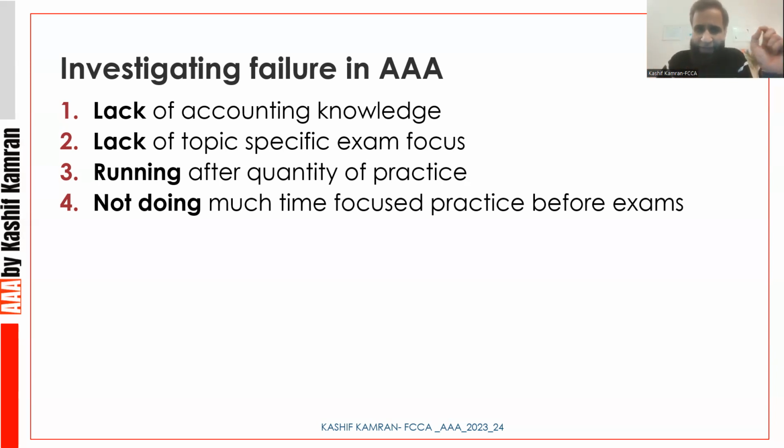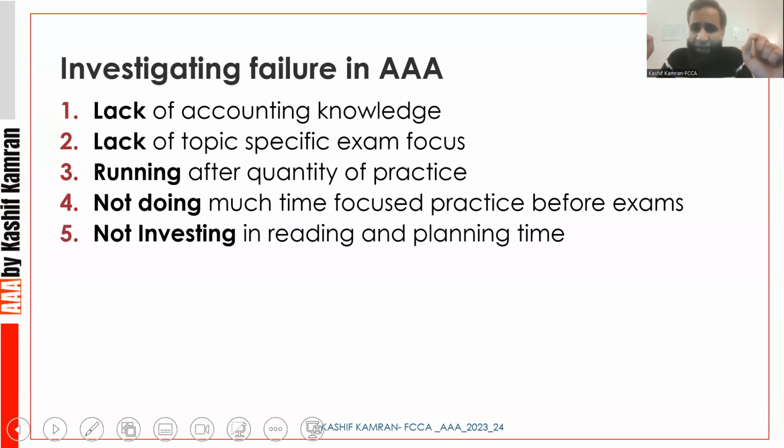Number fifth reason of failure, not investing in reading and planning time. Now, I've always been very vocal on the investment you do in reading and planning. You know, there are 195 minutes. You know, there are 100 marks. You divide them. That's the simple mathematics. You know, there is 1.95 minutes per mark. So you're doing a 50 marks question, which includes professional marks. You multiply 50 marks with 1.95 minutes. You get the total time.